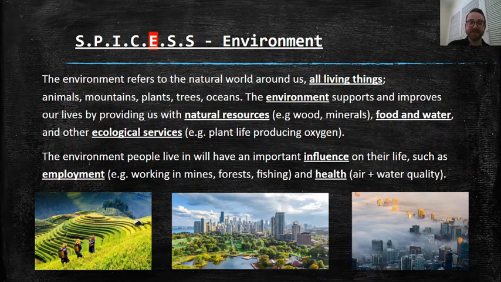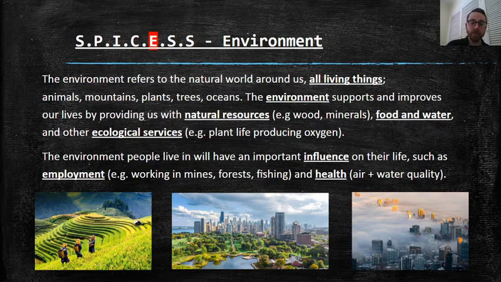The environment refers to the natural world around us. So all living things are part of the environment. Animals, mountains, plants, trees, oceans. The environment supports and improves our lives by providing us with natural resources, such as wood or minerals. So the electronics that you need to make your phone work are found in the environment, actually often found at the bottom of the ocean. We get our minerals for these electronic devices. Food and water, you definitely need those to live. And other ecological services, such as how trees and plant life produce oxygen, which we need to live.